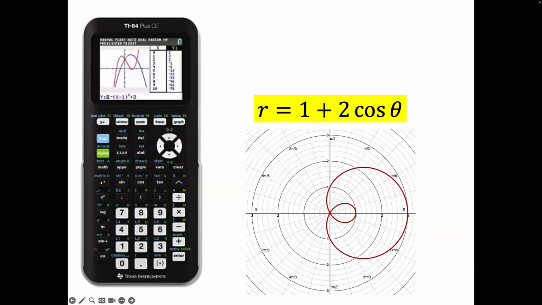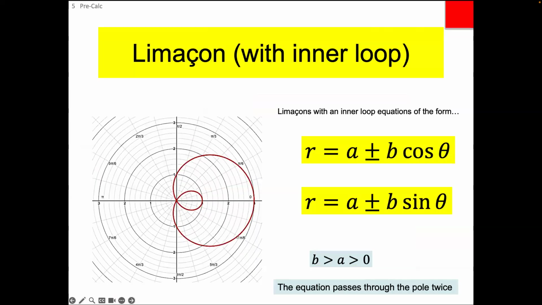Now, unlike the previous one, notice this one does go through 0, 0. Right? So this is going to be called a limaçon with an inner loop. Write that down. And notice, just like a cardioid goes through 0, 0, the limaçon with an inner loop goes through 0, 0. A normal limaçon does not go through 0, 0. You type it into a computer and let the computer do it for you.